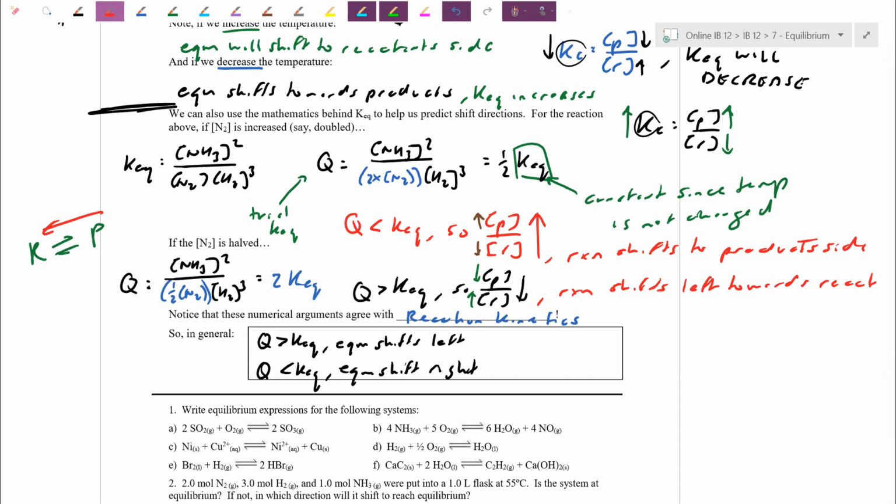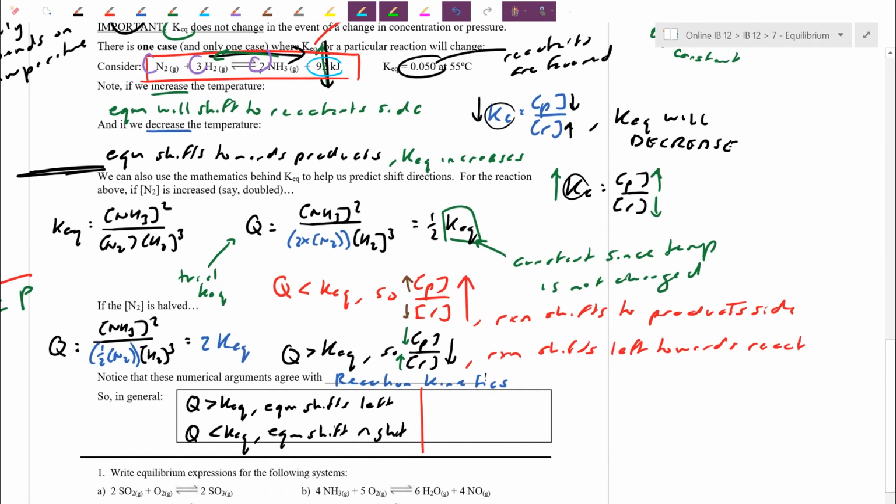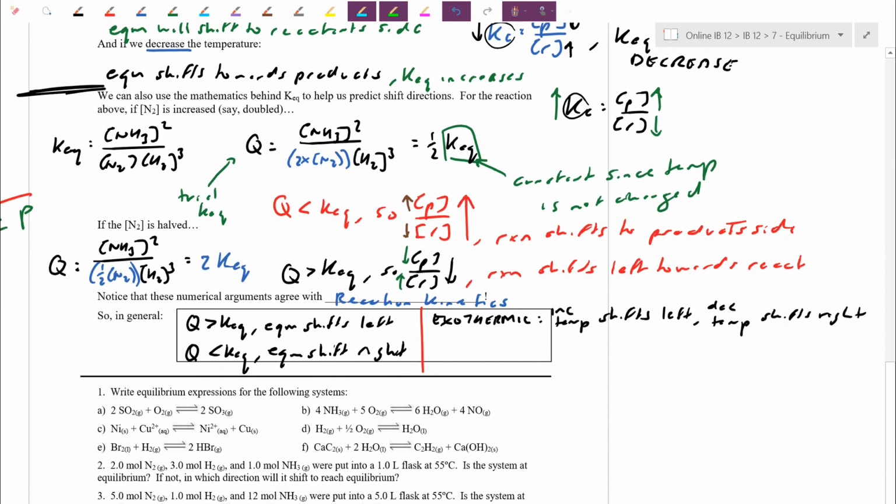For temperature, it's a little bit harder to conclude because it's going to depend whether we're exo or endo. So in this situation, let's pretend we have an exothermic reaction as written. For an exothermic reaction, the heat term is on the right-hand side. We saw when I increase the temperature, it shifts towards the reactants. So for exothermic, and exothermic only, increase temperature shifts left. And when we decrease temperature, it shifts right.